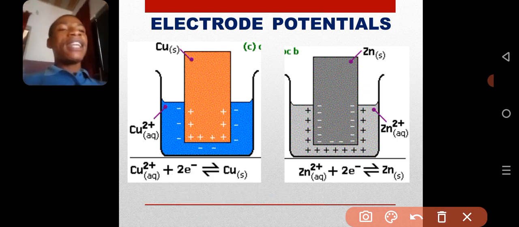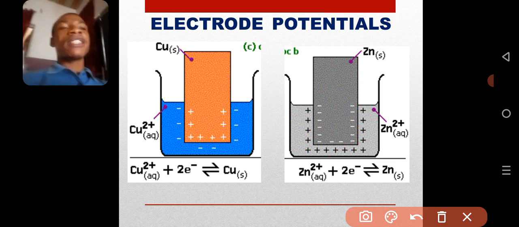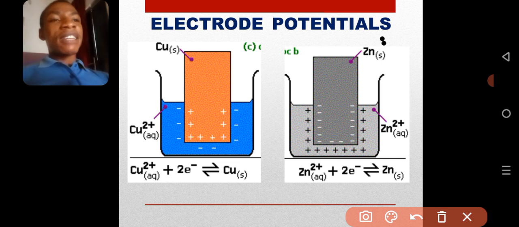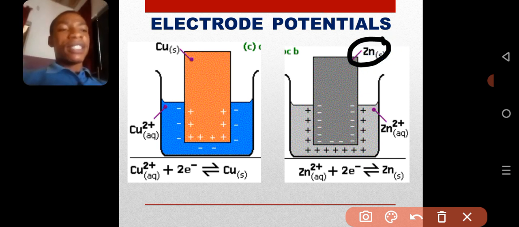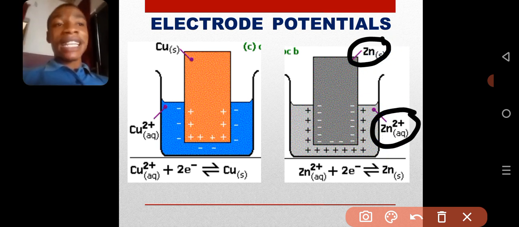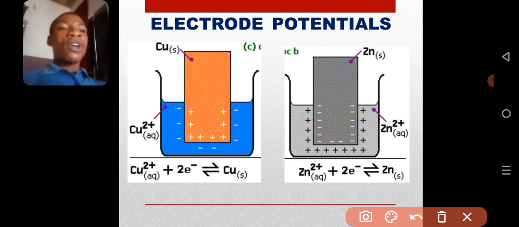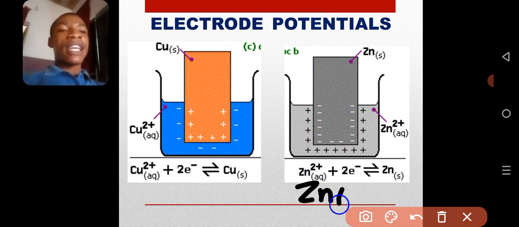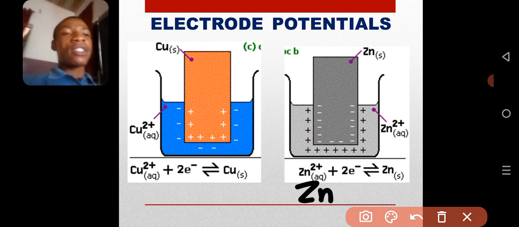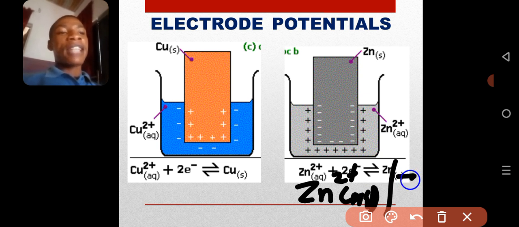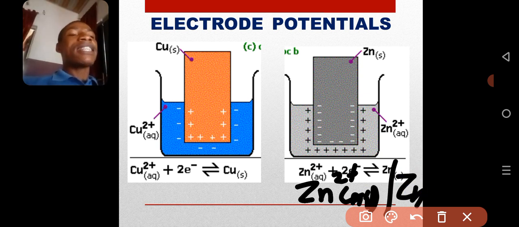And in the case of zinc, this one is a zinc half cell. Can you see the zinc metal that is dipped into a solution of zinc ion? That is a zinc half cell. So this is a zinc half cell, Zn2+ aqueous, slash Zn solid. Now that's a zinc half cell.